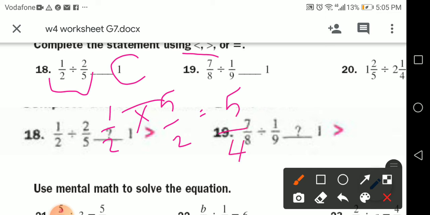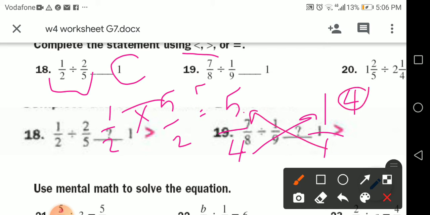Okay, so I have here 5/4 and I have here 1. Which is greater here, 5/4 or 1? What do you think? It's very easy to compare. 1 over 1, 4 times 1, 4. Here I have 1 times 5, 5. Which is greater, guys? 5 or 4? 5. So this one will be greater.